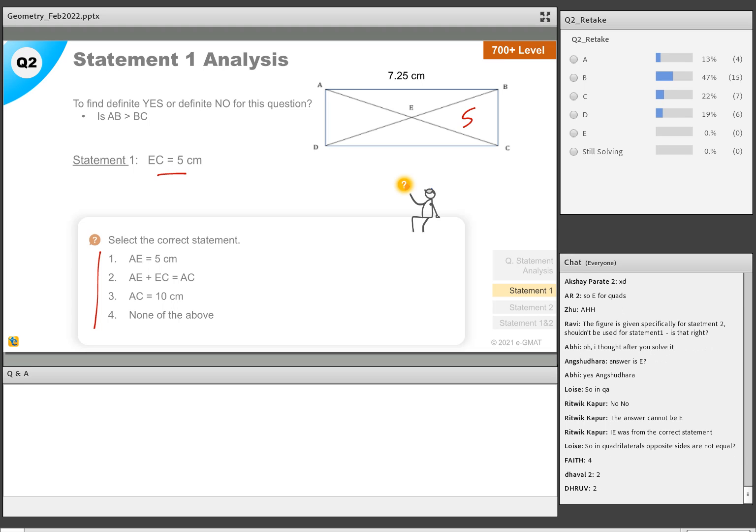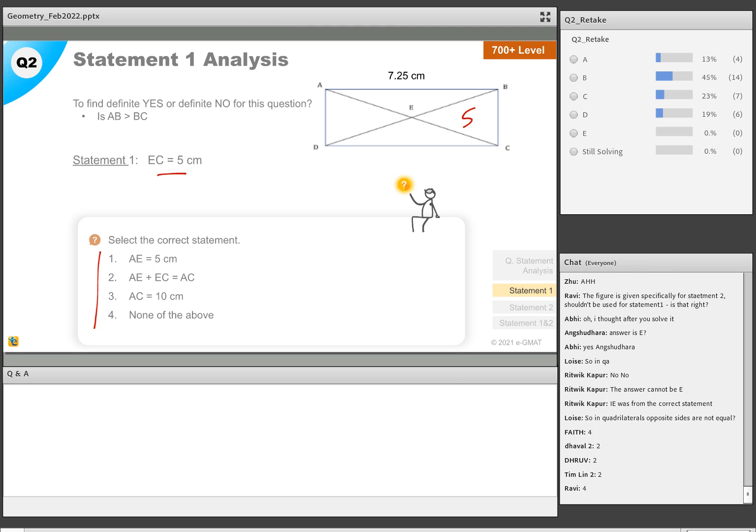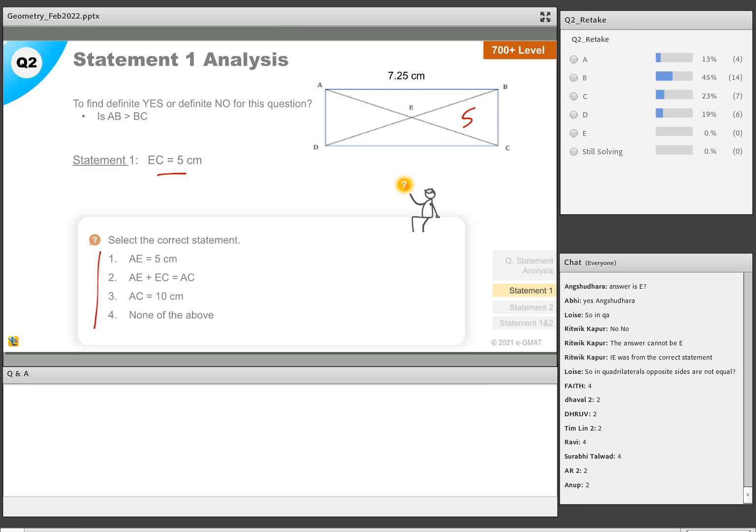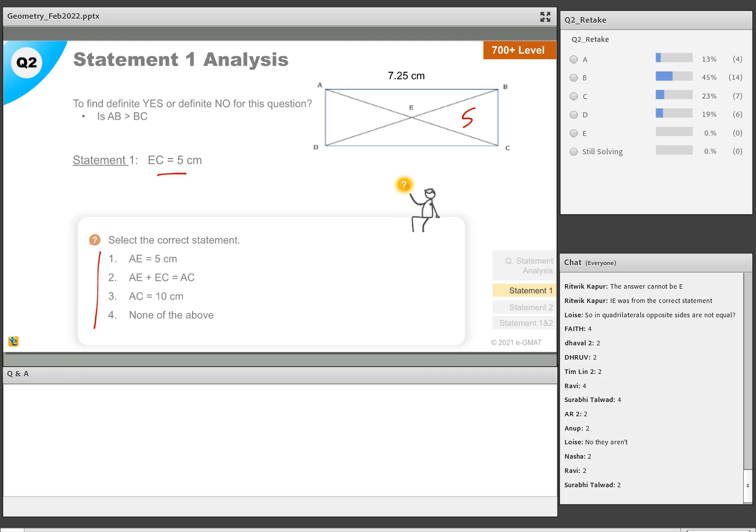Luis, quadrilaterals, think about trapezium. Are the opposite sides necessarily equal? In a trapezium, those opposite sides are not equal, right? So some of you who said 4, you're rushing through. Pay attention. Irrespective of what the nature of this quadrilateral is, AE plus EC is still going to be equal to AC, right? That doesn't change. So obviously you should not be choosing 4. 2 is still correct. This was just a trap to see if you guys are paying attention at the end of the session. So some of you fell for it, but yeah.